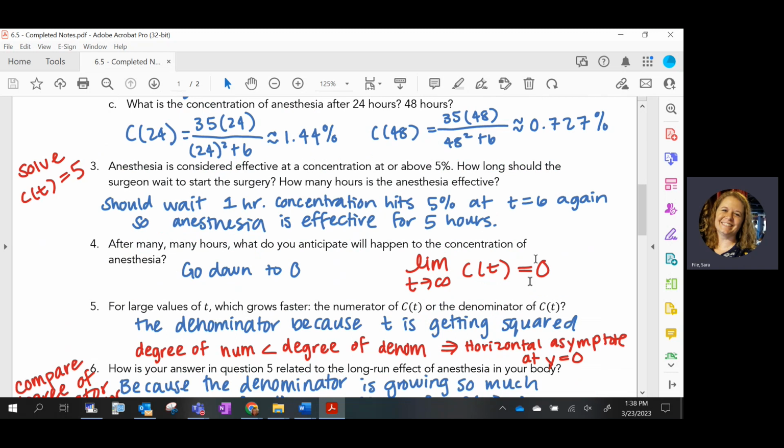If you want to add that in red, the limit as t approaches infinity, that's our end behavior. As this graph goes to the right, it's approaching 0. If you want to write to the side, that means there's a horizontal asymptote at 0. You can write that.